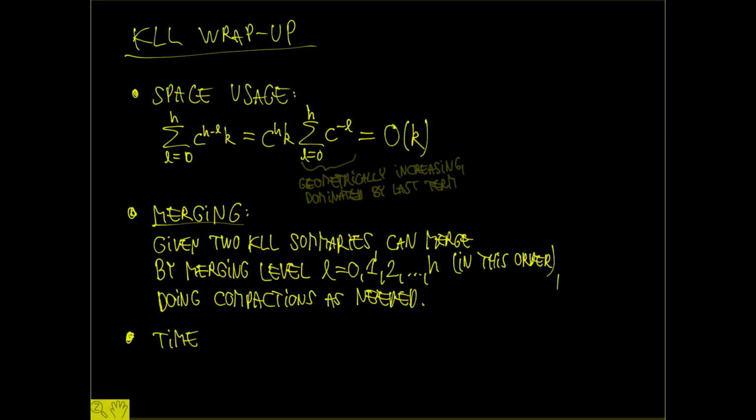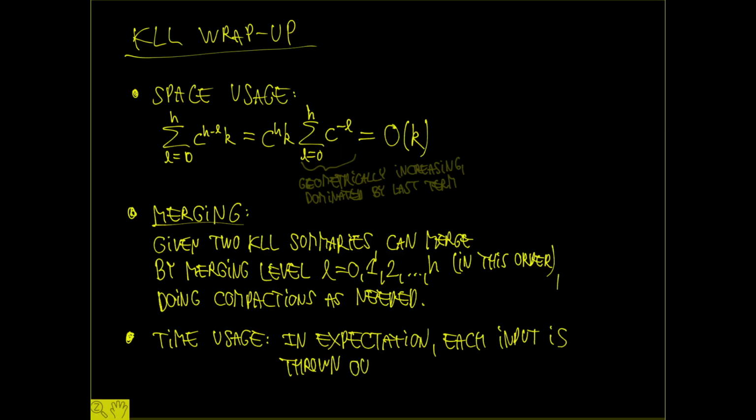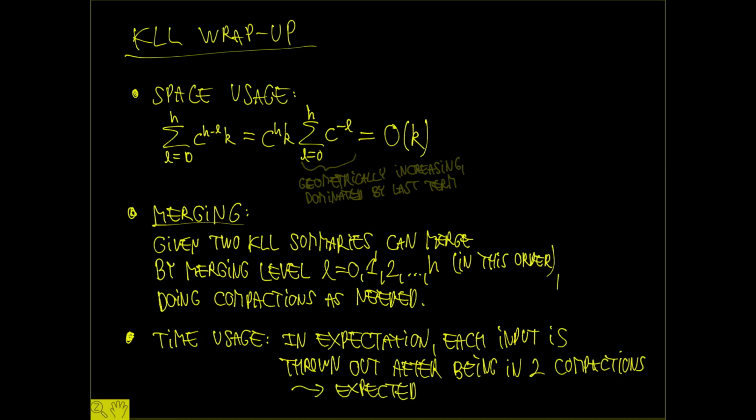So that's merging. All of this is time efficient, and this is because in expectation each input is thrown out after being in just 2 compactions. Every time it has a 50% chance of being thrown out. So this means that the expected time we spend on each input element is constant.